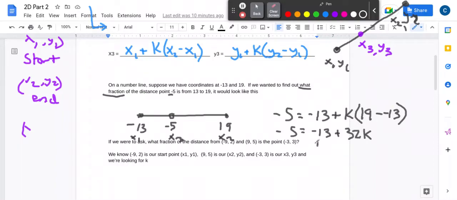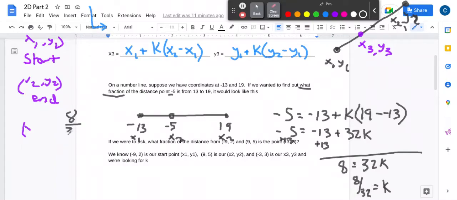So we want to get k by itself, so we add 13 and we add 13. All right, so what we get, negative 5 plus 13 is 8 equals 32k. So our k is going to be 8 divided by 32. All right, so k is 8 divided by 32, which simplifies to 1/4. Which tells us that this point negative 5 is 1/4 of the way from negative 13 to 19.